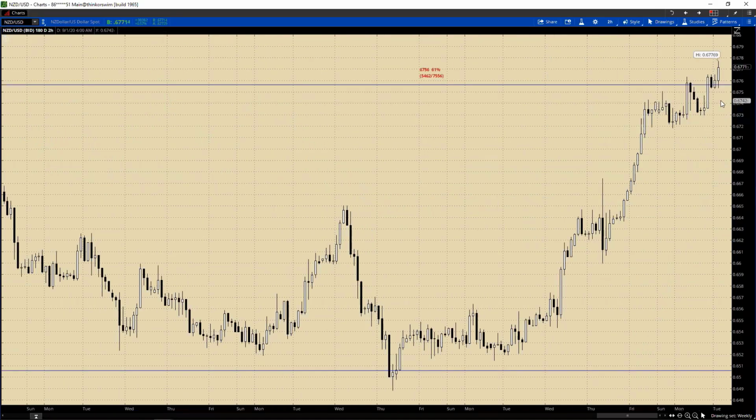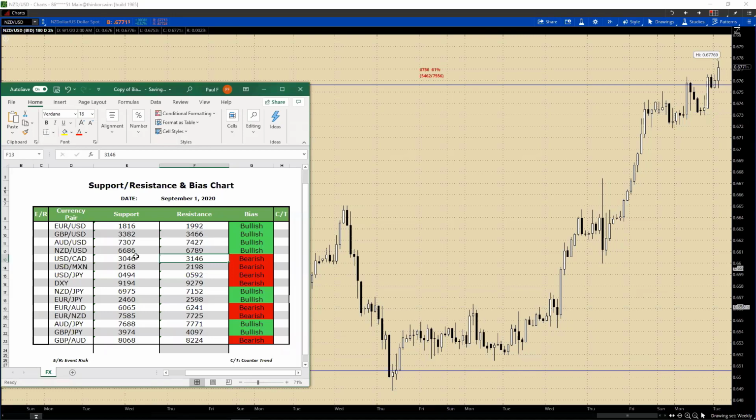And support is going to be, if we were to see a pullback, say 67, actually right there, 67.31. Okay, moving into the dollar CAD.